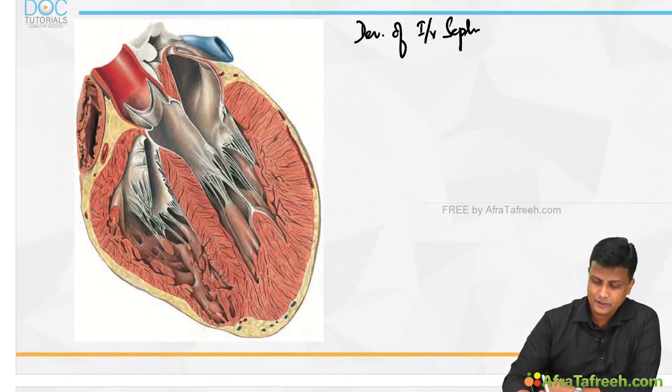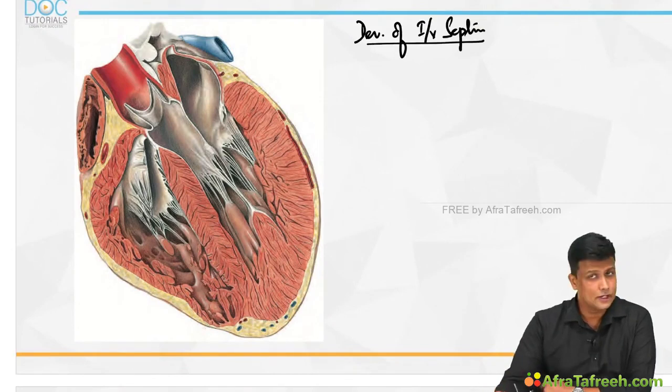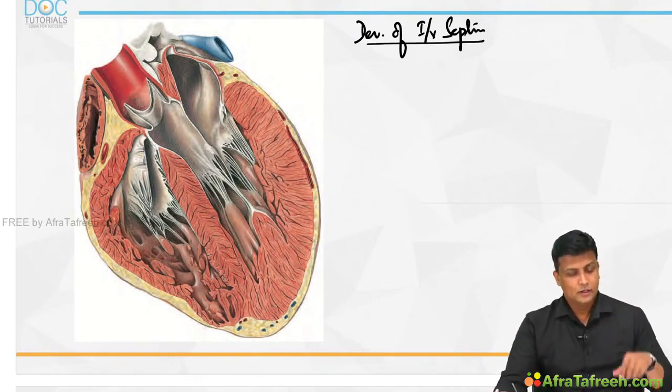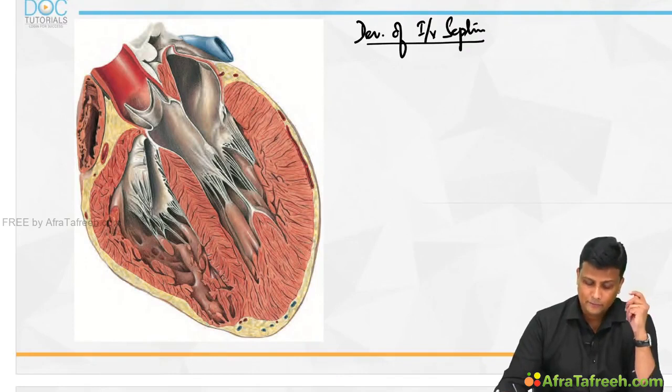Remember, the interventricular septum is actually formed by three parts. One is the muscular part, another one is the membranous part, and then another one will be the bulbar part. I repeat again, the three parts here. I hope you have learned about that. Muscular part, membranous part and bulbar part.